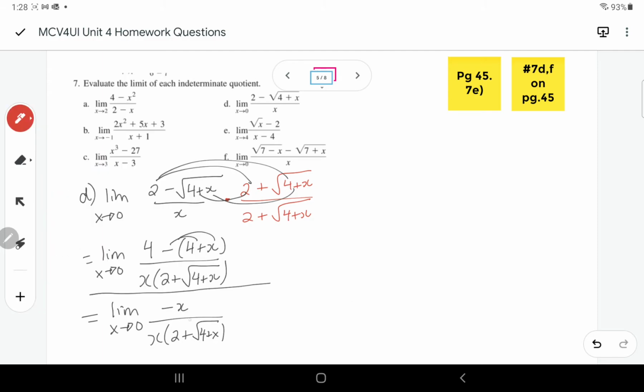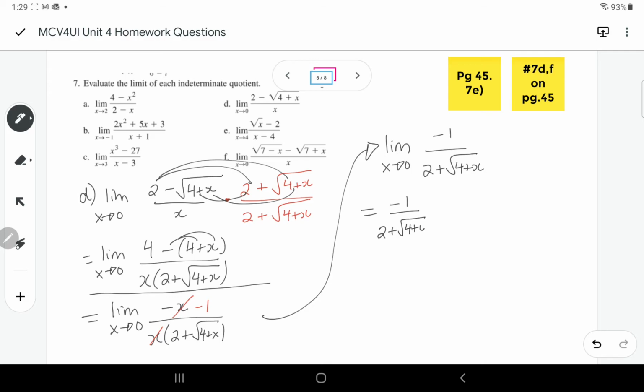And then we can reduce and get rid of the x on the bottom that was causing us trouble, and we'll just have a -1 on the top. So we get the limit as x approaches 0 of -1 over 2 plus the square root of 4 plus x. When you're ready to sub that x in, x equals 0, then you stop writing the limit notation, but not before that. So we get -1 over 2 plus the square root of 4 plus 0. -1 over 2 plus the square root of 4 is 2, so -1 over 4.